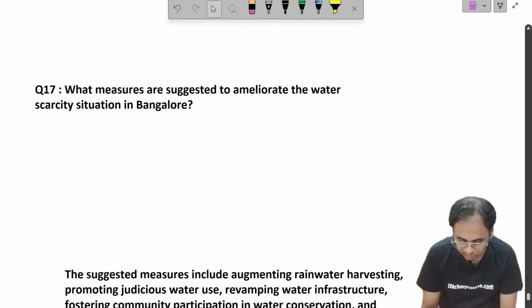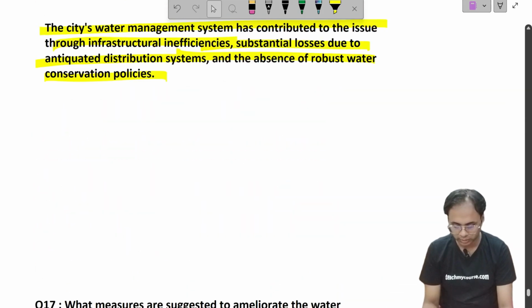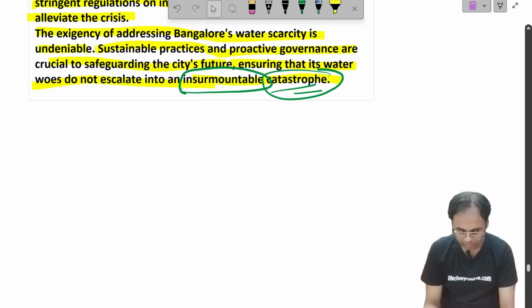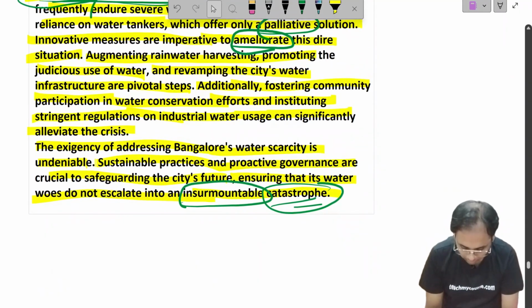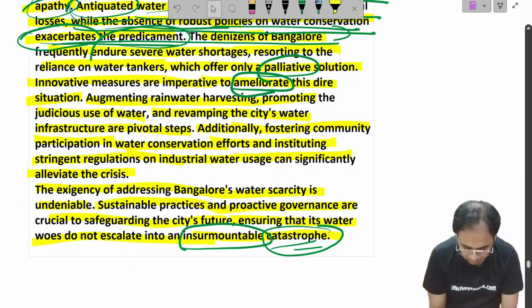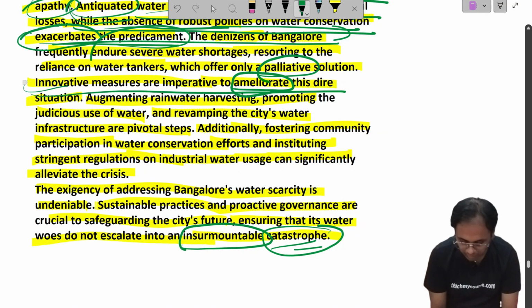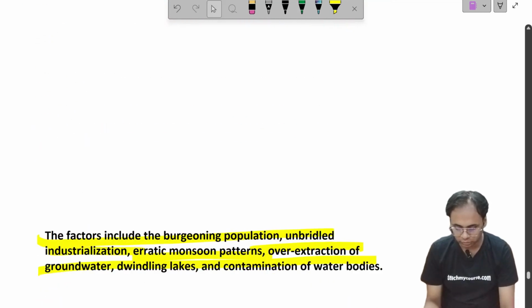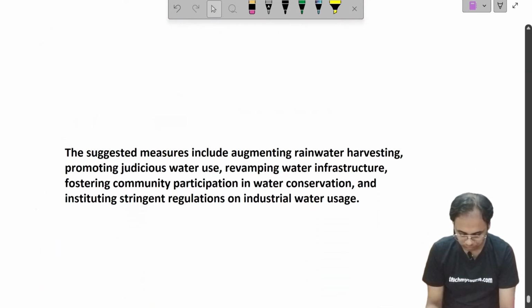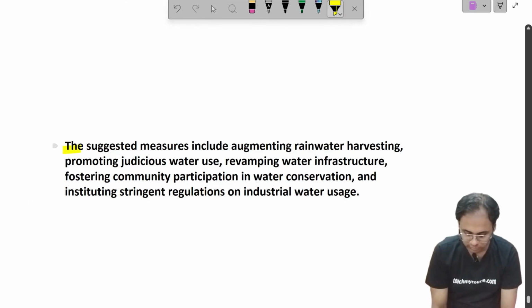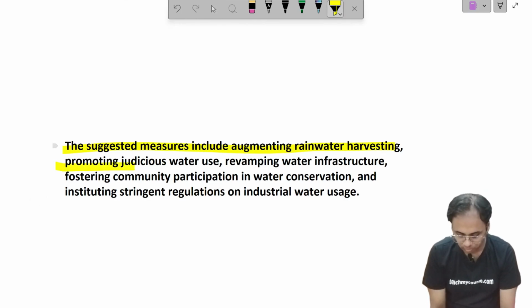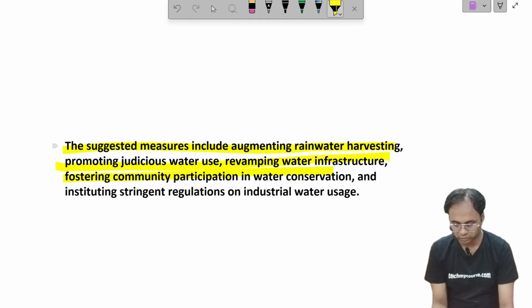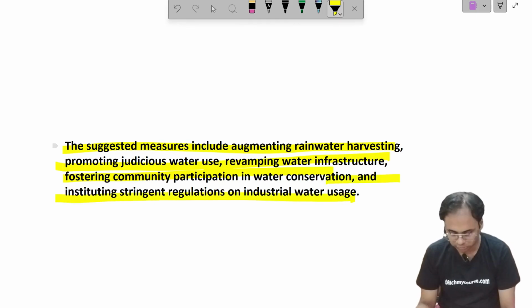Next question, what measures are suggested to ameliorate the water scarcity situation in Bangalore? I think in the last para we have discussed that. In order to ameliorate this, what can be done? Innovative measures are imperative to ameliorate this dire situation, like augmenting water harvesting, promoting judicious use, revamping this, fostering community participation. So all that needs to be written over here. The suggested measures include augmenting rainwater harvesting, promoting judicious water use, revamping water infrastructure, fostering community participation in water conservation, and instituting stringent regulations on industrial water usage.